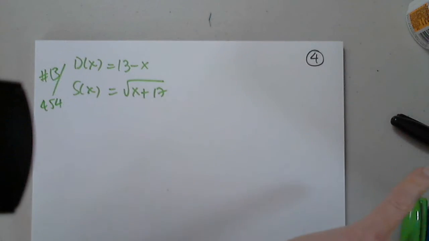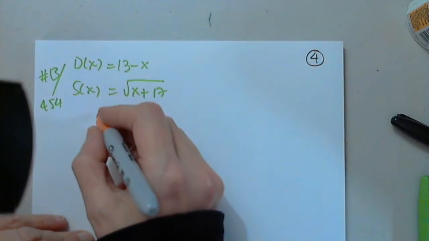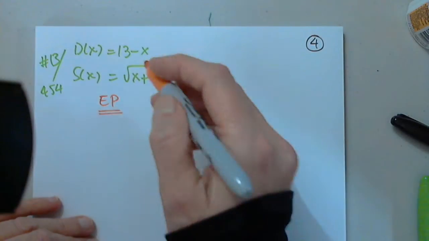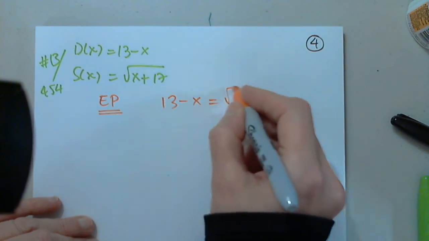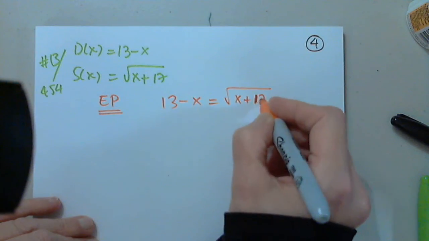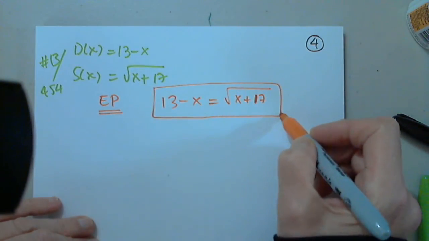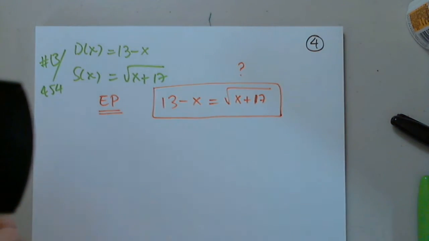Good. Okay, so here we're only asked to discuss the equilibrium point. I have to set these two equal to each other. And once I realize what type of equation this is, then I'll know how to proceed. What type of equation is it?